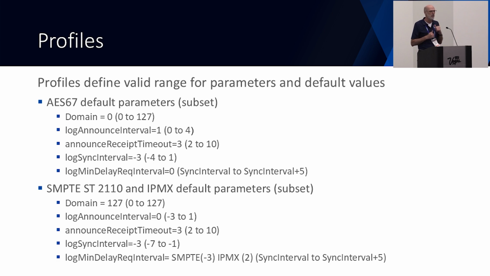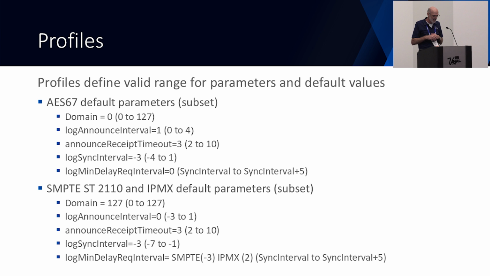You'll notice some of the parameters say log. Why do they say log? Because these parameters are power of 2. I don't know why they did that, but when the parameter is log, like log announce interval with value 1, it means 2 to the power 1, which is 2. So it means 2 seconds, okay? I don't know why they just didn't put 2 seconds, but that's what they did.